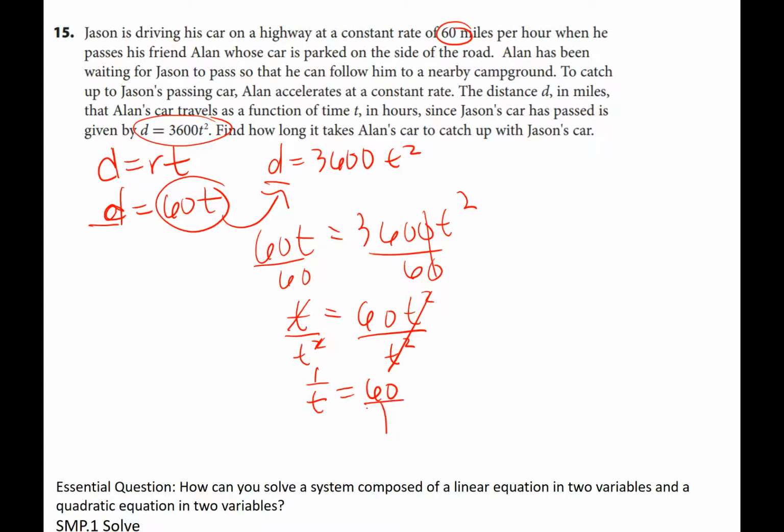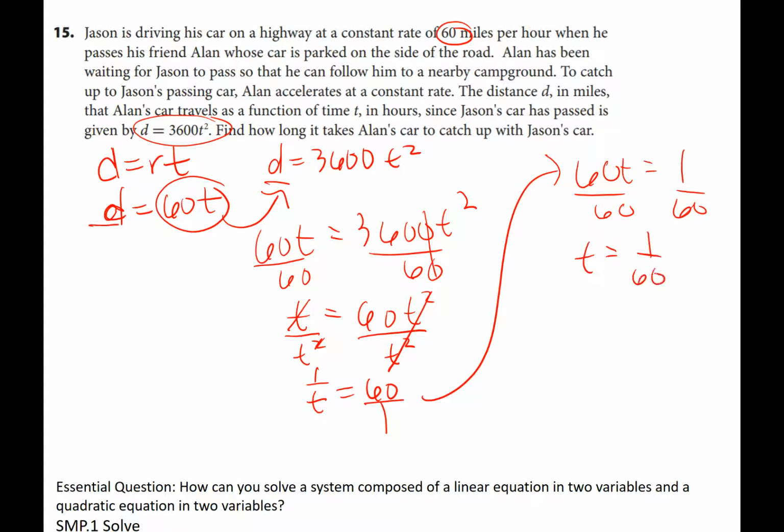I could cross multiply these guys. So I would end up with 60t equals 1. And then to get t by itself, divide by the 60. So t equals 1 over 60. And that's how much of an hour to catch up. So it takes 1 over 60th hours to catch up. And if you think about it, 1 over 60th hours is really just 1 minute. 1 minute is 1/60th of an hour.